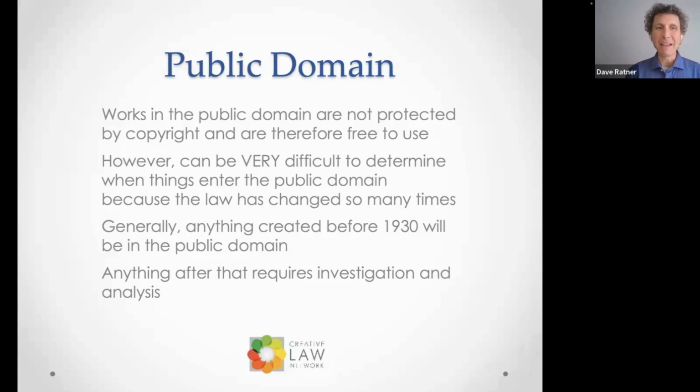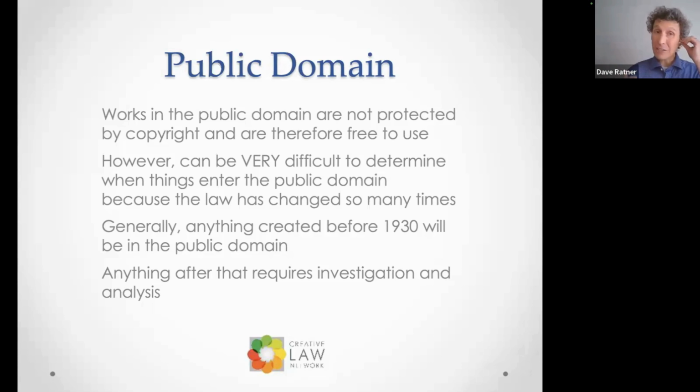And so we do look into that if you're determined, trying to figure out, hey, is this thing still protected by copyright from 1935 or 1940 or something? We may want to do some investigation. For the most part, anything that was created before 1930 is in the public domain. The copyright has expired. And by the way, all of this is US law. So we're talking about copyrights created in the US.